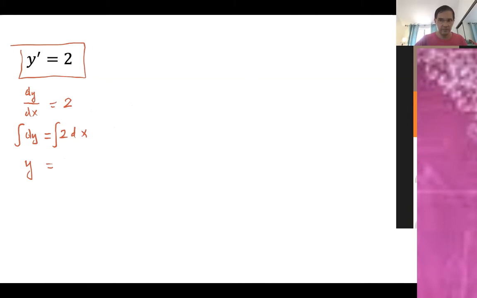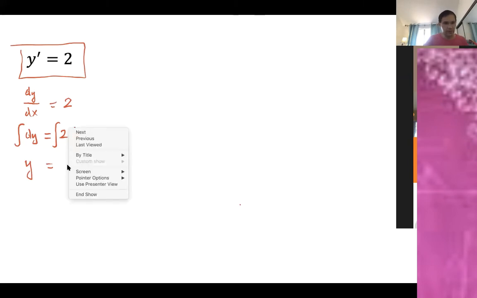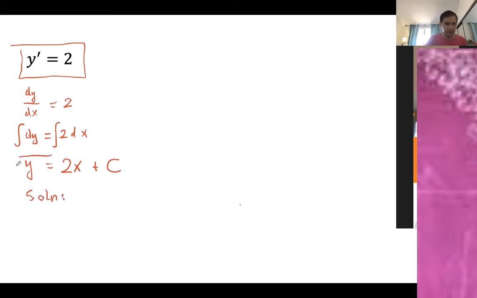Perfect. This is exactly what people say. Exactly. Very simple integral. So y equals 2x plus c, where c is any constant. So this is the general solution of this differential equation.